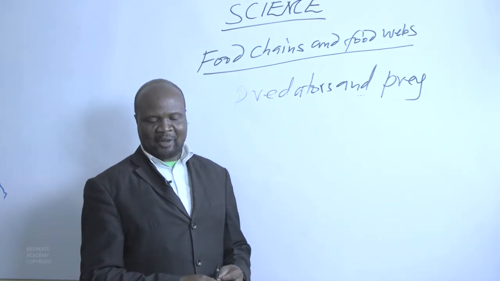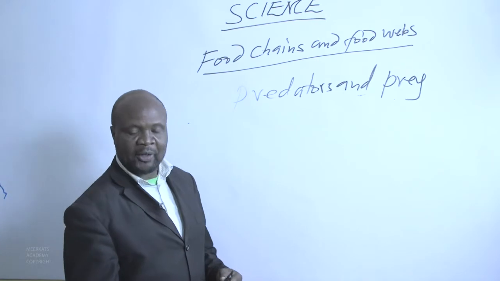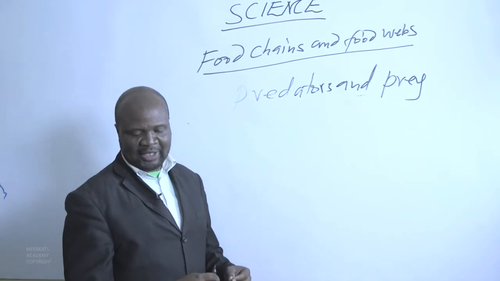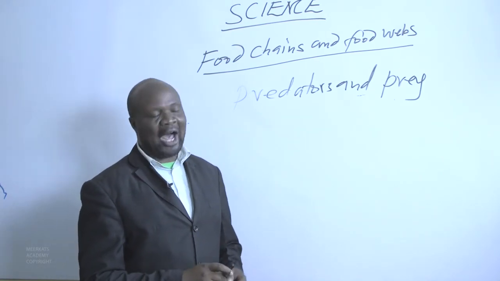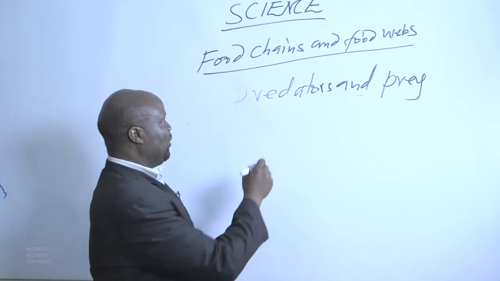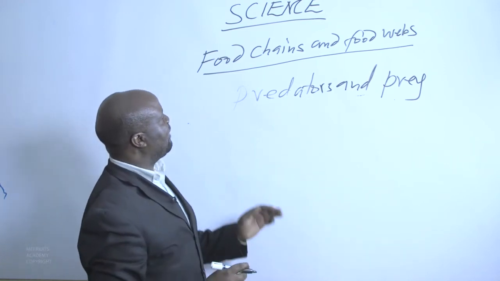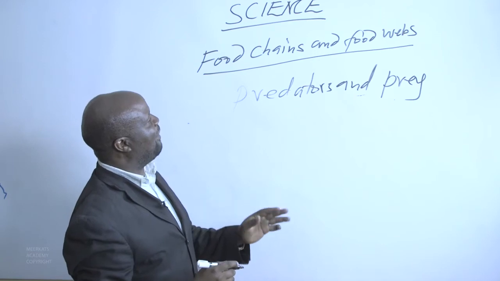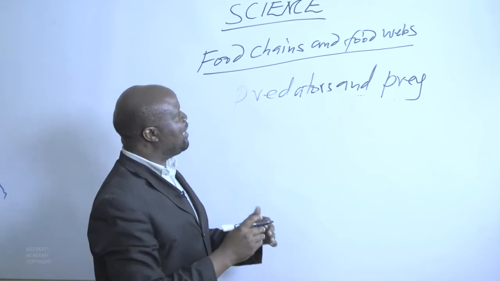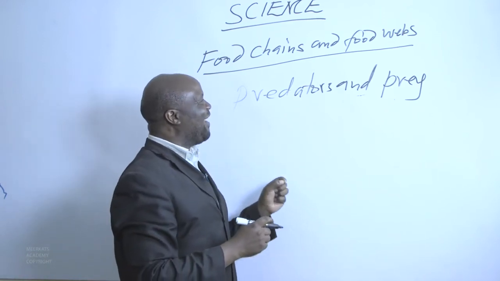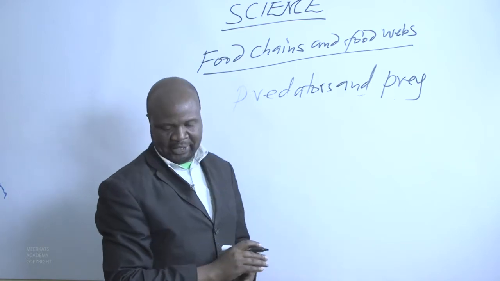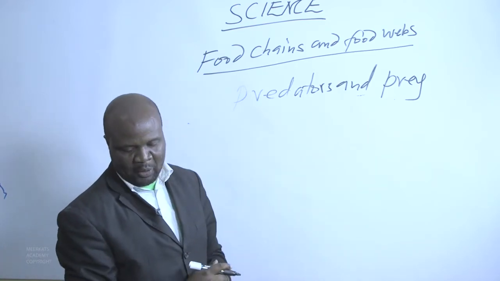Animals that eat plants are called herbivores. Animals that eat other animals are called predators. This is what we have written, predators. These are animals that eat other animals. Then animals that are eaten by other animals are called prey, the way we have indicated on the board.